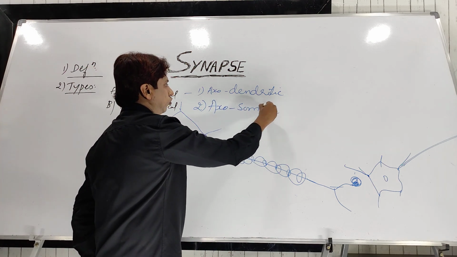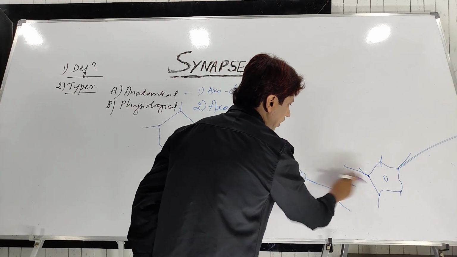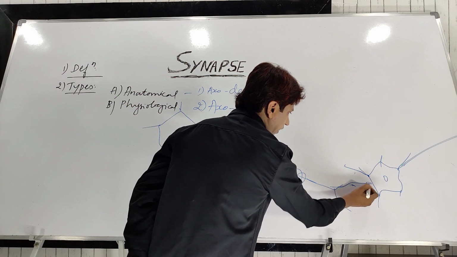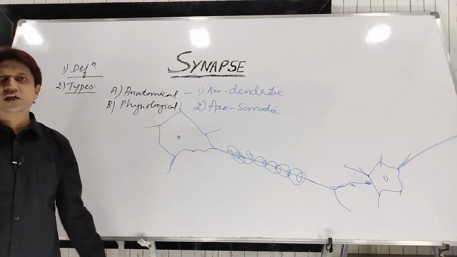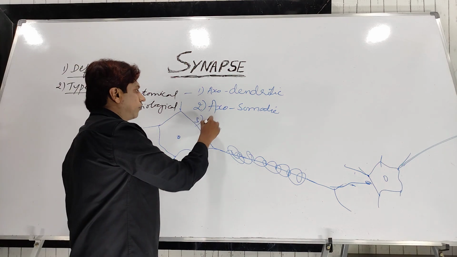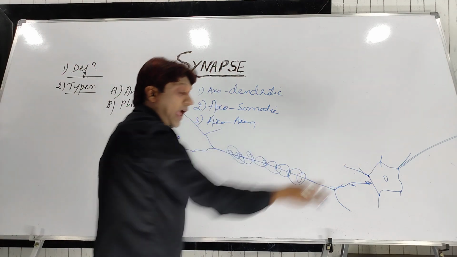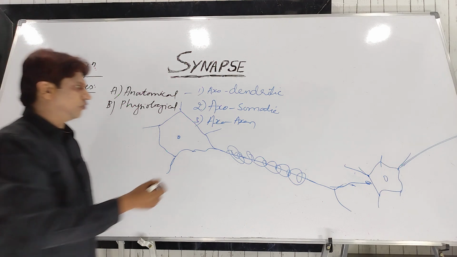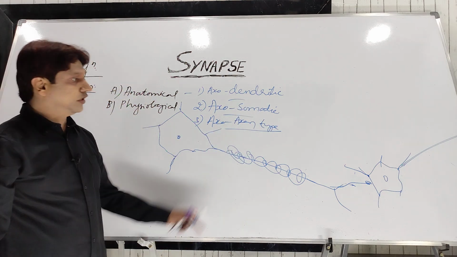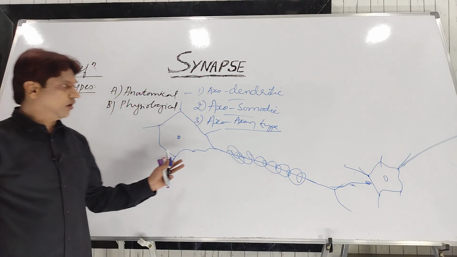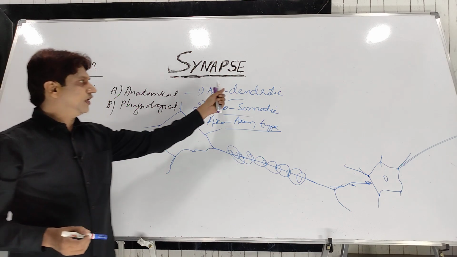Then we have the axosomatic synapse, where the axon of one neuron communicates with the nerve cell body, the soma. Then we have the axoaxonic type, where the axon of one neuron communicates with the axon of another neuron, which is typically rare. Apart from these, we also have dendrosomatic and dendroaxonic types, but commonly we see these types. The most common is the axodendritic type.